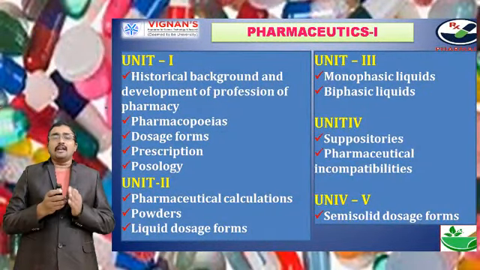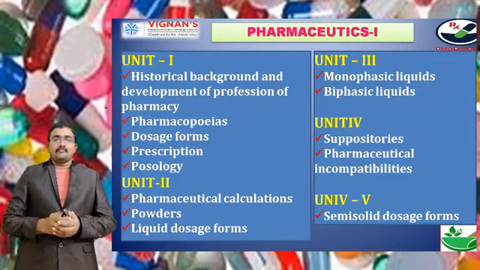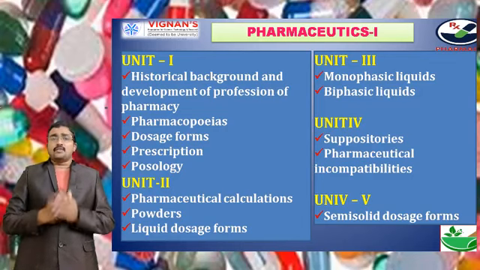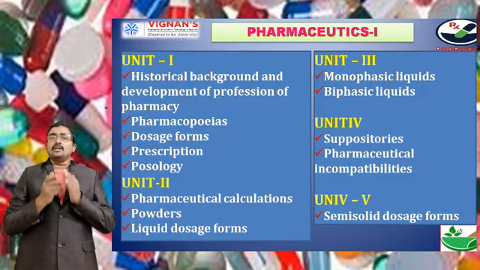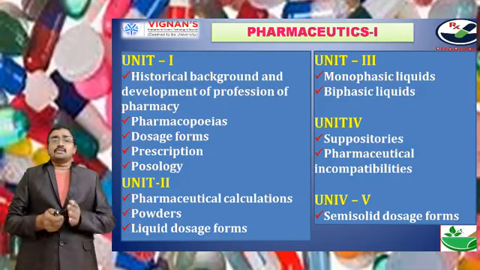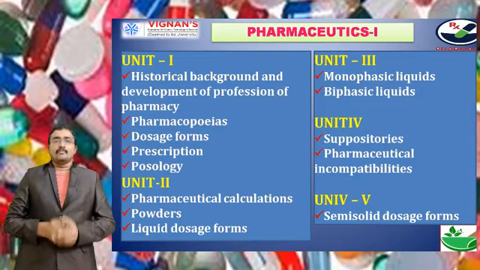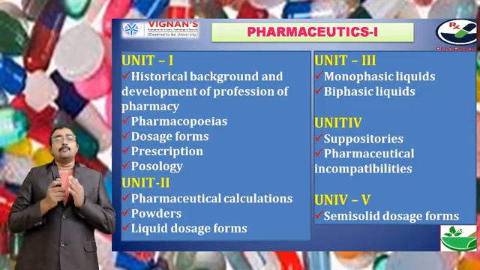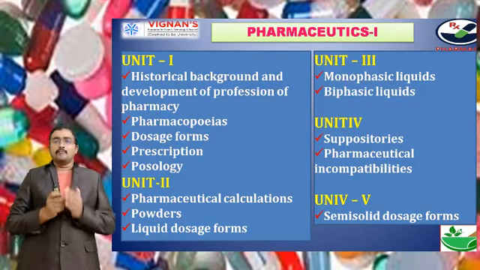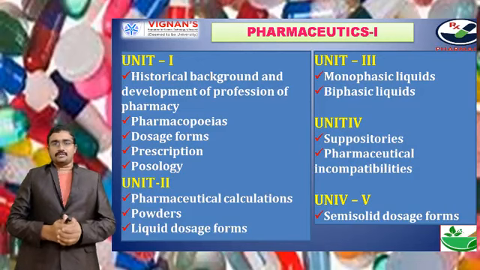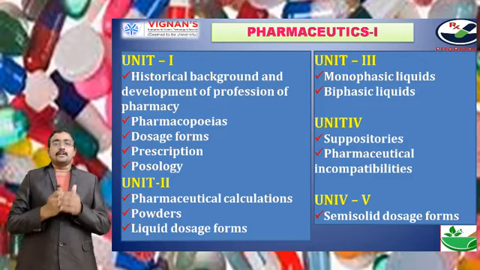Unit 1 indicates the historical background and development of the profession of pharmacy, pharmacopoeias, dosage forms, prescription and posology. Unit 2 mainly consists of pharmaceutical calculations, powders and liquid dosage forms. Unit 3 majorly consists of monophasic liquids like syrups, elixirs, lotions, liniments, mouthwashes, gargles and enemas, and biphasic liquids like suspensions and emulsions.